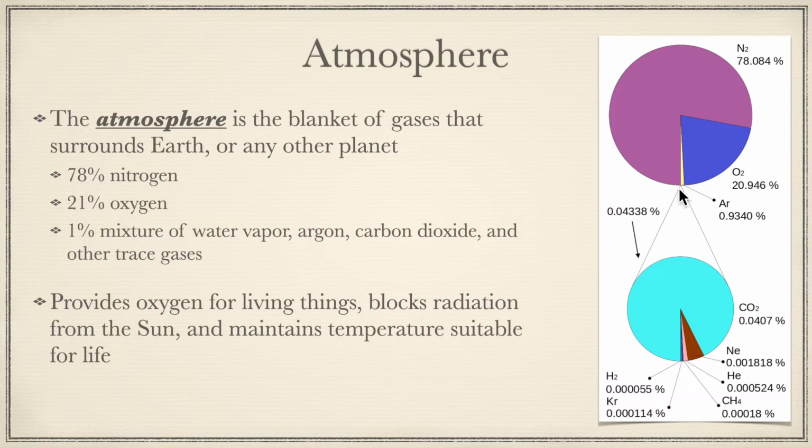If we kind of break down that 1%, you see that really a big chunk of that is argon. And then out of what's left, you have, in order of abundance: carbon dioxide, neon, helium, methane, etc. Okay, so the atmosphere does a few things for us. It provides oxygen for living things, for starters. Also blocks radiation from the sun and maintains a temperature suitable for life.